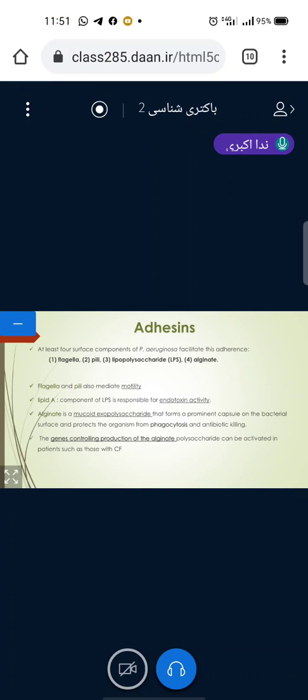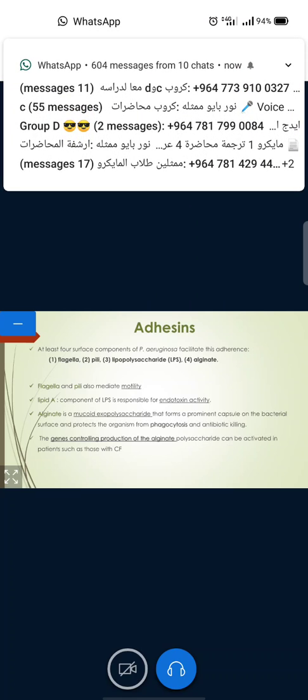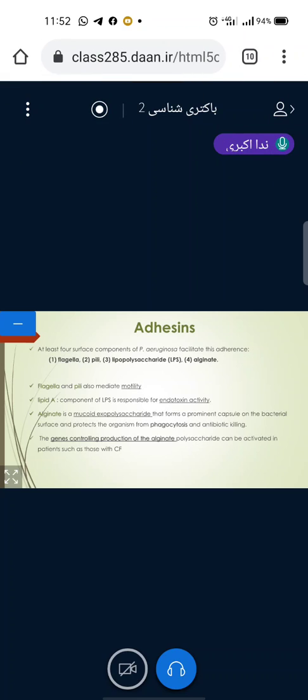Now we want to speak about adhesins. Of course, adhesins are really important because after a pathogenic bacterium enters your body, in the first step, it should attach to the host cell. As with many bacteria, adherence or attachment to host cells is critical for establishing infection. At least 4 surface components of Pseudomonas aeruginosa facilitate this attachment: 1, flagella, 2, pili, 3, lipopolysaccharide, and 4, alginate.